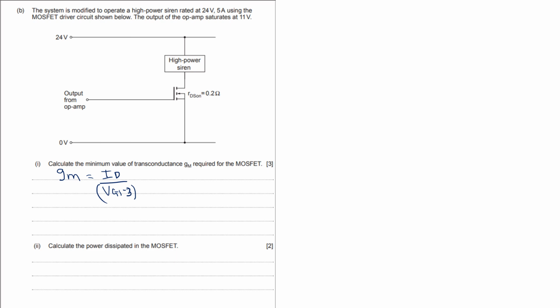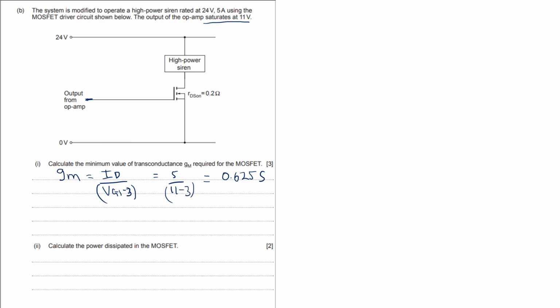Okay, what are we going to use for ID? We're going to use the 5 amps there. And then the op amp saturates at 11 volts, so we've got 11 volts there. So 11 minus 3. Can't believe how easy this is with 3 marks. 5 divided by 8. So 0.625. Capital S for Siemens.